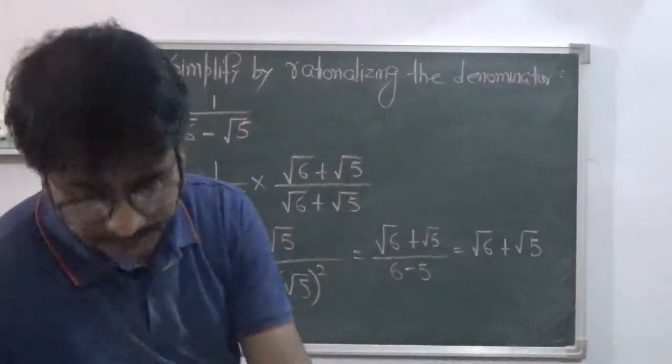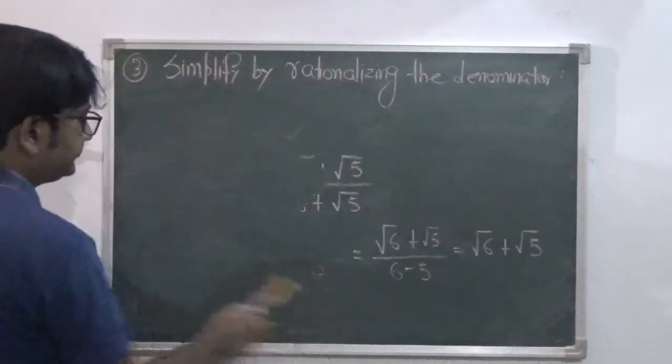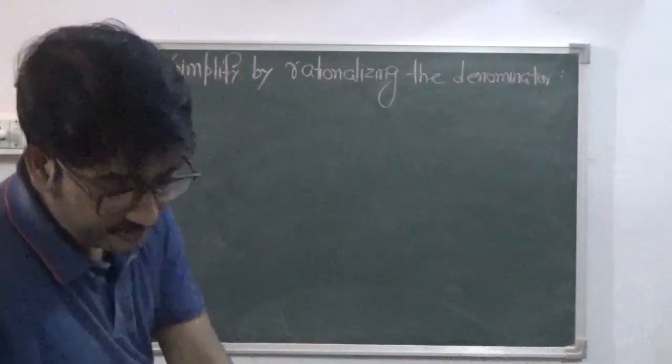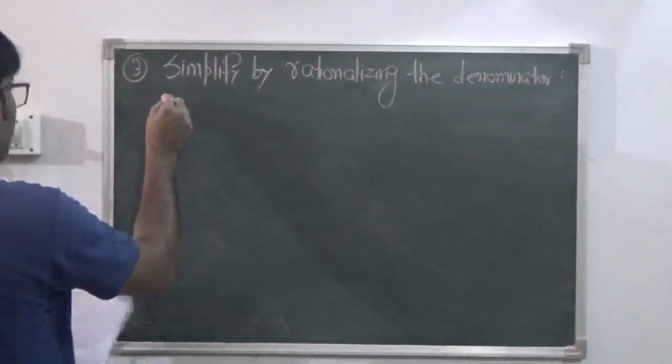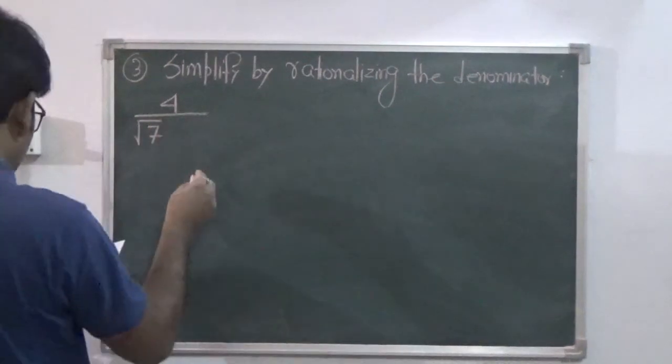So let us take another. The next number, supposing the number is 4 by root 7 plus root 3.